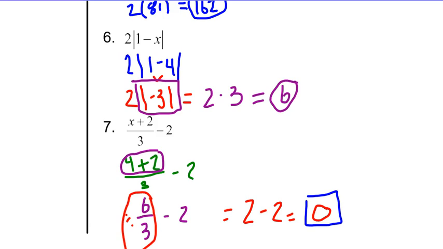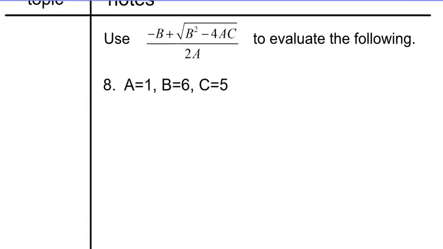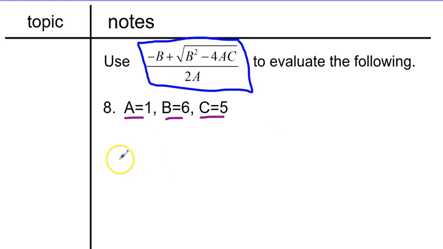All right, we are so close to done with Unit 1. One last slide, and that's it for Unit 1. Use negative b plus the square root of b squared minus 4ac all over 2a to evaluate the following. That should sound familiar for those of you who were in 9th grade algebra last year. That is part of your quadratic formula. So we have a equals 1, b equals 6, and c equals 5. We're going to type those in here.